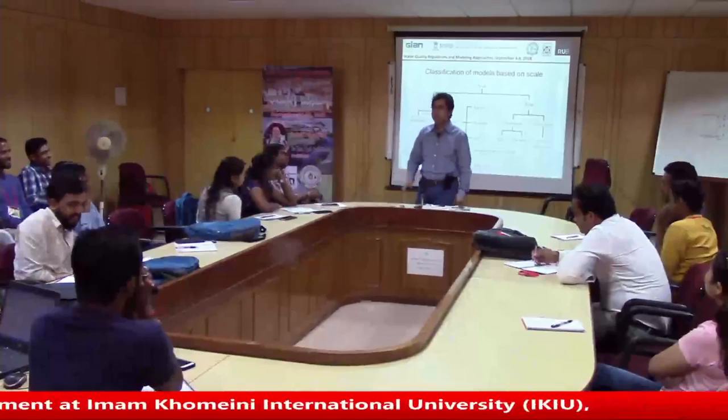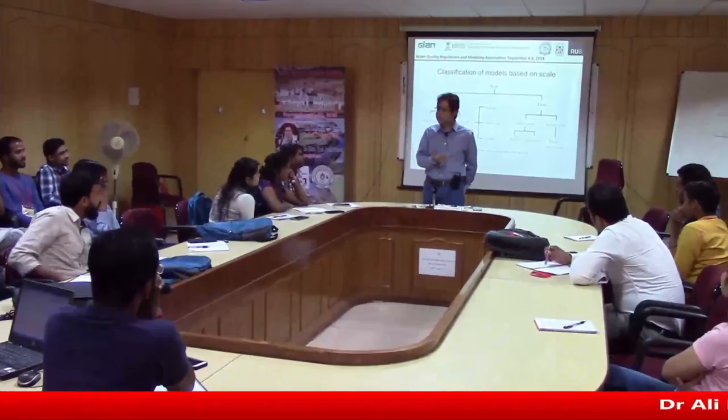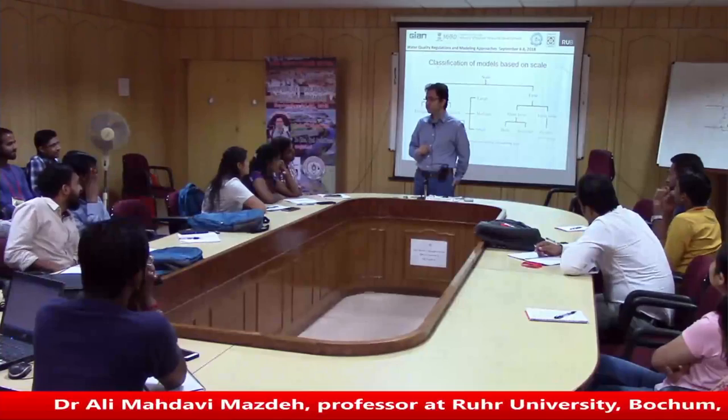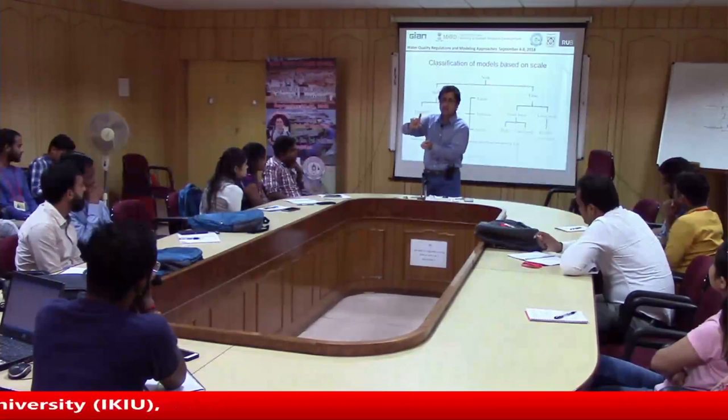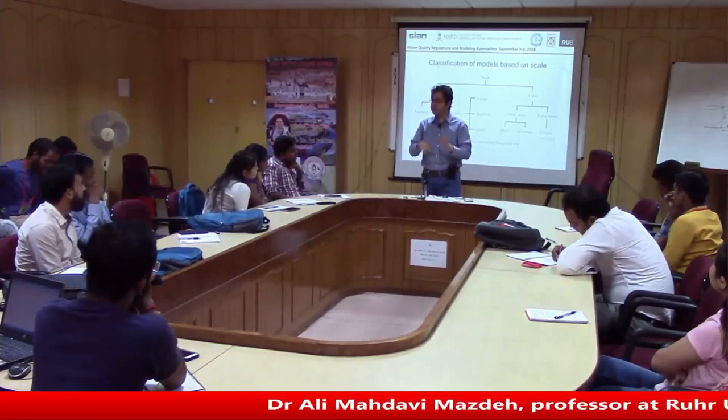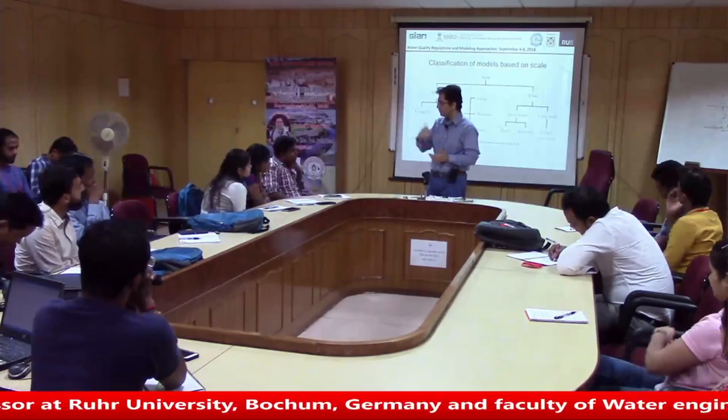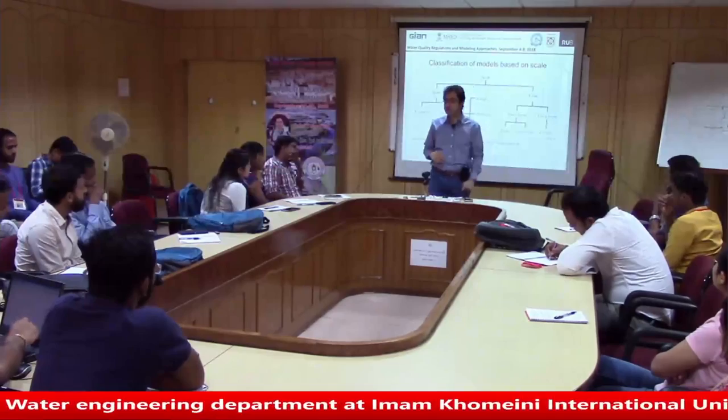If you want to model 2,000 kilometers, then sometimes you can consider it one dimensional as a rough estimation, but do it two dimensional at least, or sometimes three dimensional. But usually for a river, two dimensional is sufficient, because the depth in comparison to the width is very low, and you can assume the depths are similar to each other. So rivers are usually considered two dimensional.